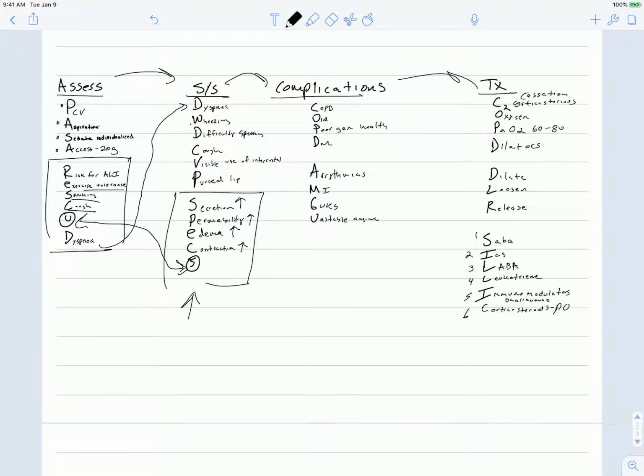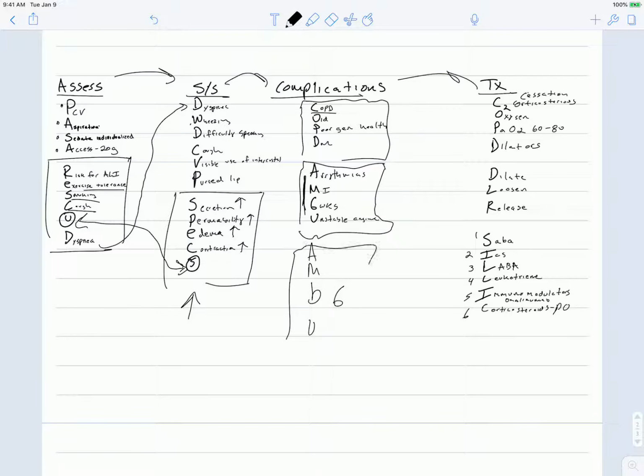And then next is going to be complications. So of course COPD. This mnemonic spells COPD, and the first one is COPD. Next is OLB, poor general health, and diabetes are all indicative of complications. And then for cardiac complications, you are also going to be at a higher risk if you have arrhythmias, MI less than 6 weeks, and then unstable angina. And I've tried to make this spell AMBU here, since my handwriting is bad enough to where my B's kind of look like 6s. So that's what I did with that one.